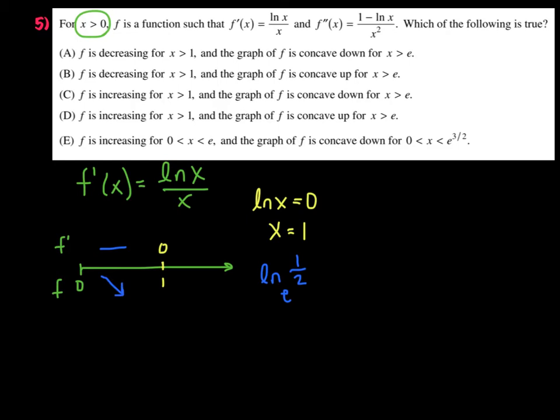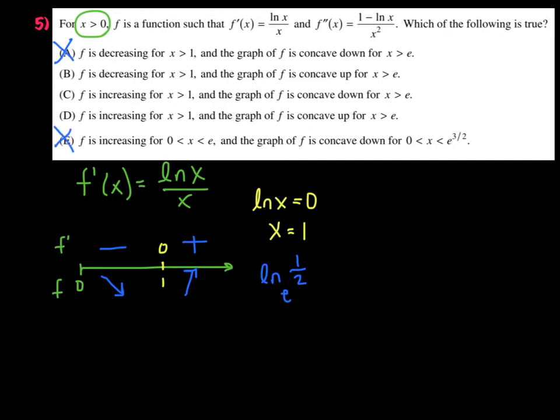Okay, now pick a number bigger than 1. So if I picked the number, say 5, natural log of 5 is going to be a positive number, and so positive divided by positive is going to be positive, and so it would be increasing there. So right away I know that f is going to be increasing when x is greater than 1. And so right away I can cross off choice A and choice E.